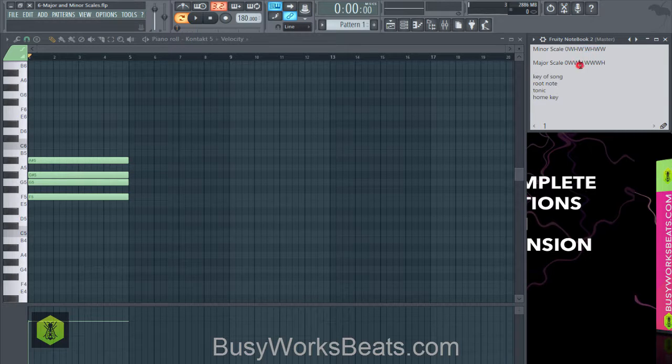Okay? In the major, you're going to see WWH, and that's going to show you that it's a major scale when you see WWH. If you see WHW, it's a minor. If you see WWH, it's a major. You're going to get used to that when you start building scales from scratch.